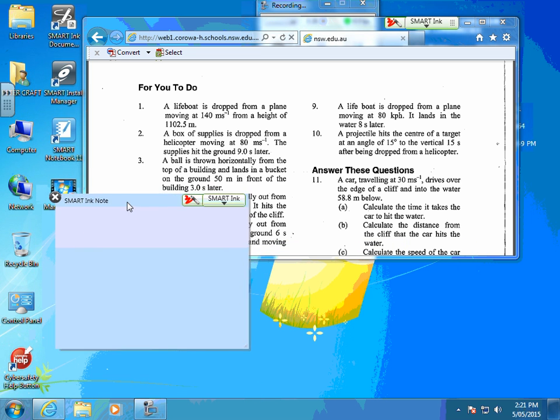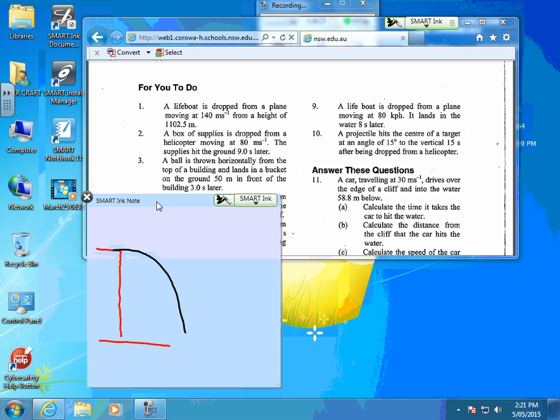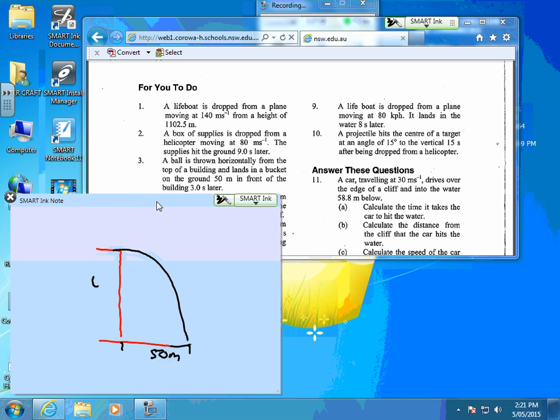Okay, let's look at question 3 here. I'm going to quickly put in my data. A ball is thrown horizontally from the top of a building. So you've got some sort of building like this. You get a ball which you throw from it. It's going to do this, sort of, kind of. It lands 50 metres in front of the building, and it took 3 seconds to get there. So the time to fall was 3 seconds, wasn't it? Okay. And that's all we're told.